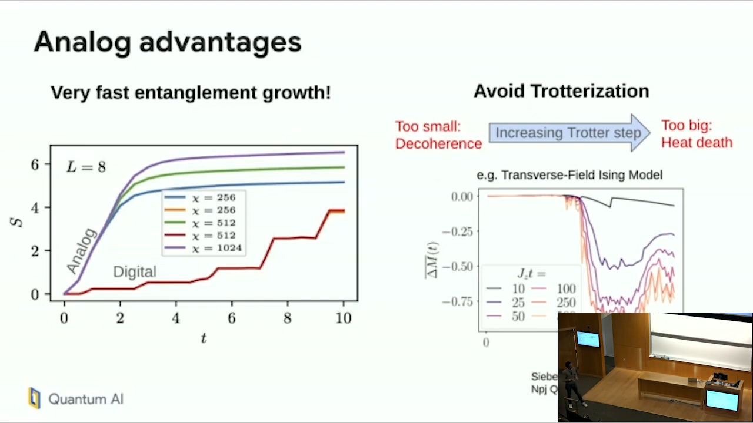Another great advantage is that by directly implementing the Hamiltonian dynamics, we can avoid Trotterization. So we sort of circumvent this eternal issue of a digital simulation where a too small Trotter step gives you decoherence because it's very slow, while a too large one eventually gives you heat death, as is shown for the transverse field Ising model on the right here.